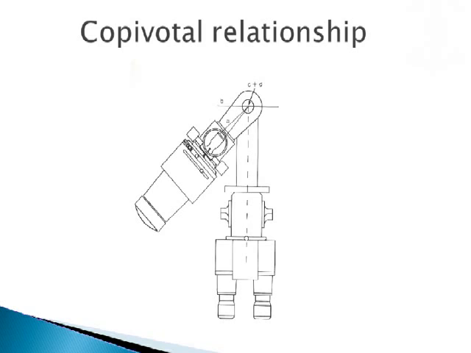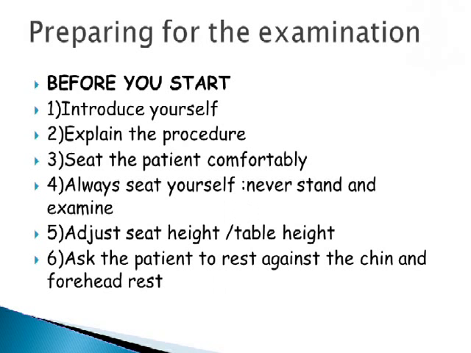So the co-pivotal relationship between these two systems is very important for a slit lamp to be good and efficient. So how do you start? When preparing the patient for examination is important. So before you start, of course, you introduce yourself, explain the procedure to the patient. If the patient is doing it for the first time, sometimes a bright light can be really startling to the patient. Seat the patient comfortably.